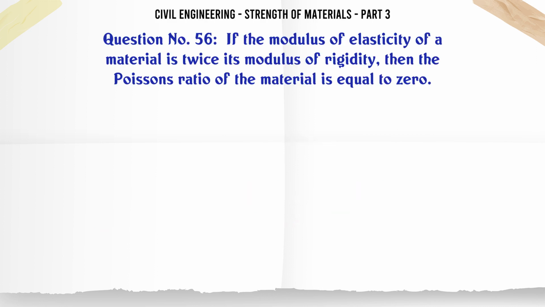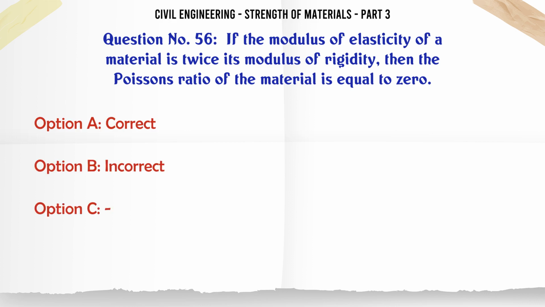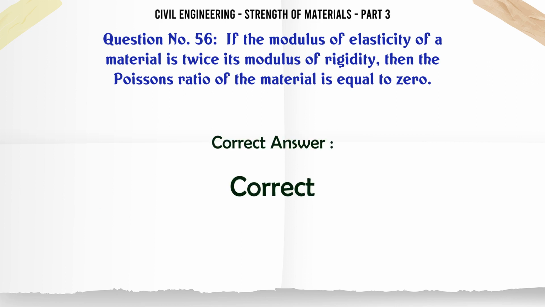If the modulus of elasticity of a material is twice its modulus of rigidity, then the Poisson's ratio of the material is equal to 0. A. Correct. B. Incorrect. The correct answer is correct.